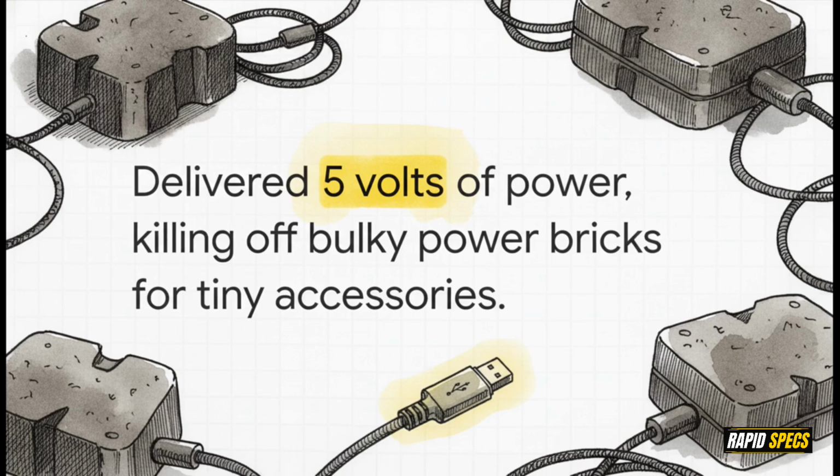It was plenty fast to run a joystick or a keyboard perfectly smoothly, but here's the real kicker. The cable delivered 5 volts of power directly to the device. This successfully killed off the need to have a heavy, separate power brick plugged into your wall for every single tiny accessory on your desk. Though I should mention that early 1.0 version was pretty buggy, and it wasn't until USB 1.1 in 1998 that it became reliable enough to completely take over the world.